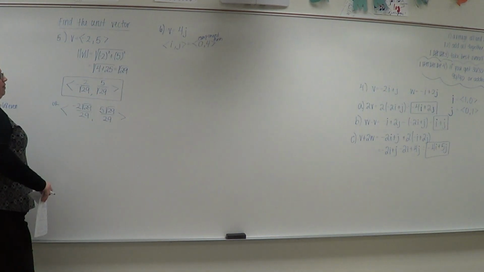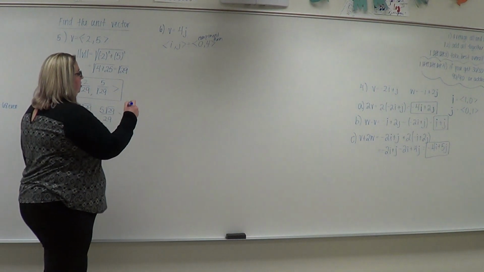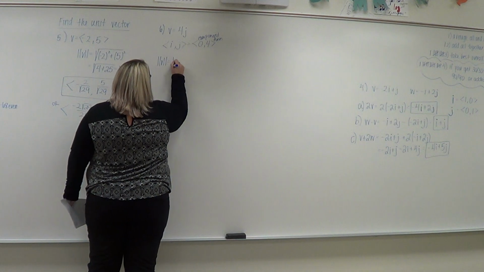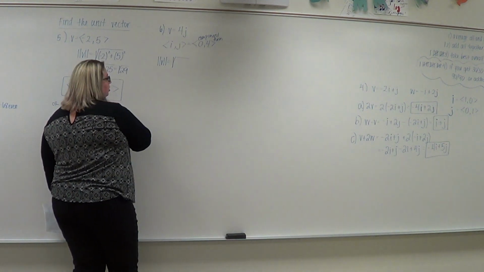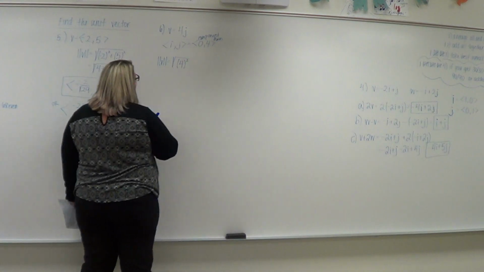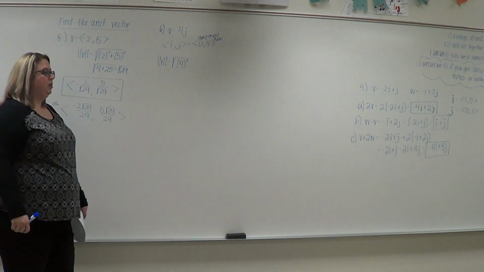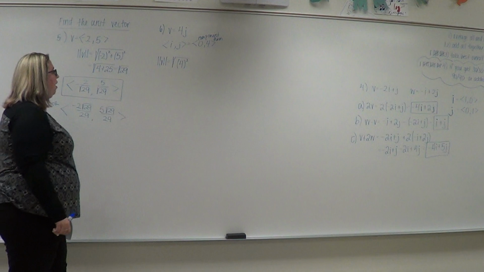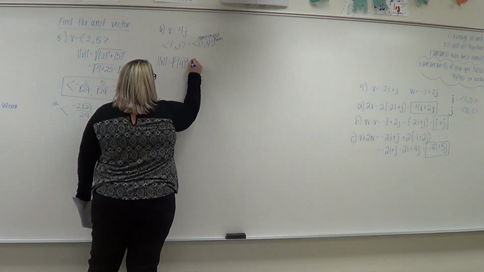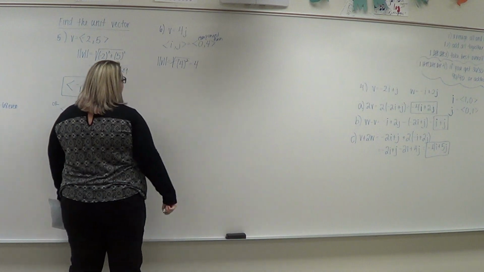So the first thing to do is find the magnitude. So I want to do the magnitude of v. The square root, well, there's only one part, which is 4. So this is the square root of 4 squared. What happens when you take the square root of something squared? Cancel. So my magnitude is just 4.